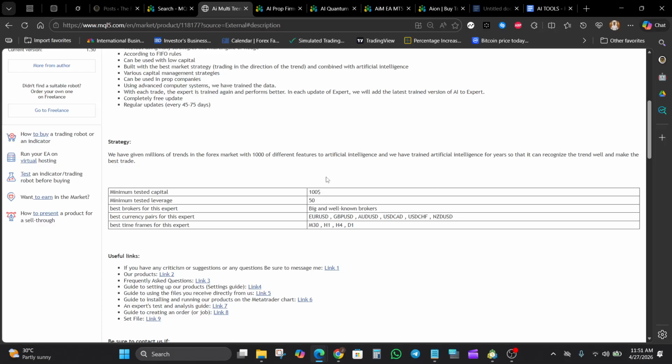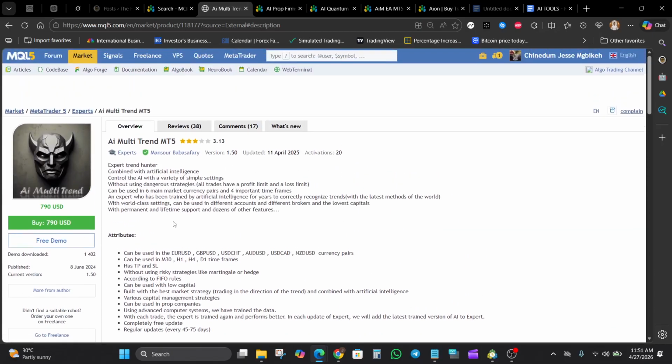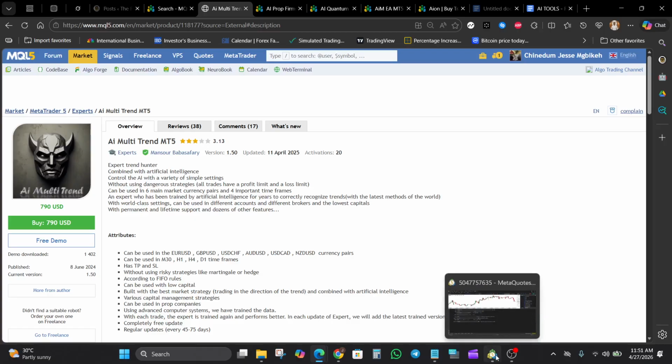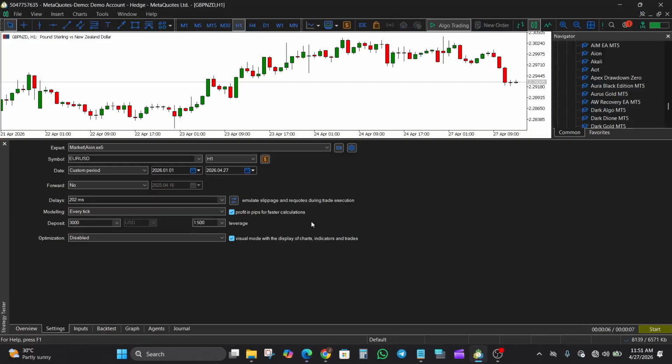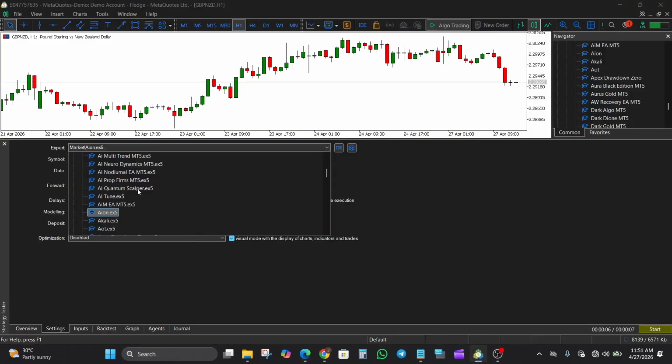All right, so I have already downloaded the free demo, which we are going to be testing on the strategy tester. We are going to be running the EA on the EUR/USD currency pair on the H1 time frame. The AI Multitrend. Let's just head over to our MT5 right now. EUR/USD, H1 time frame.